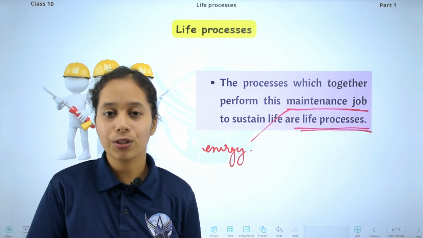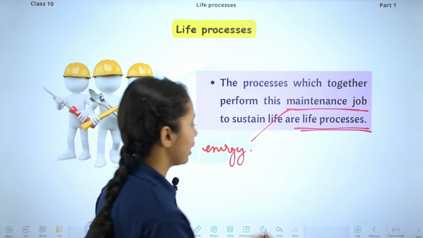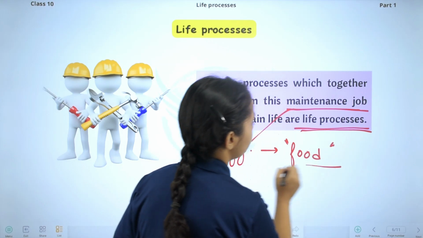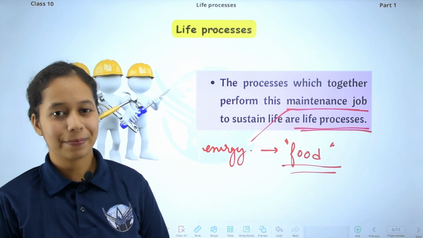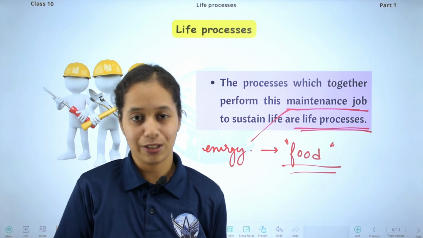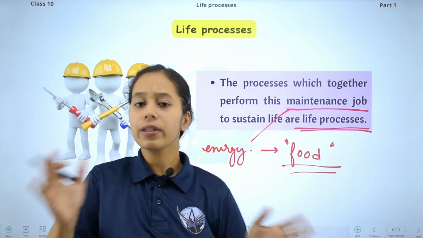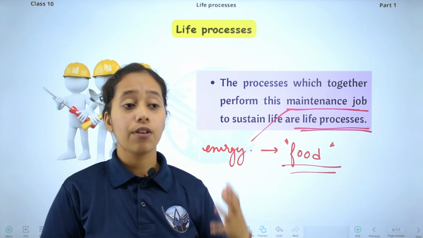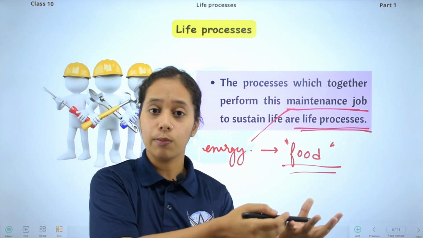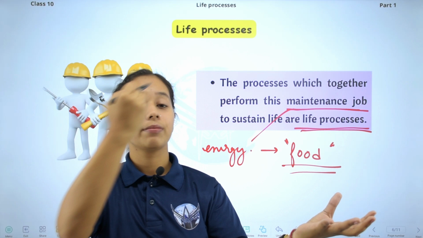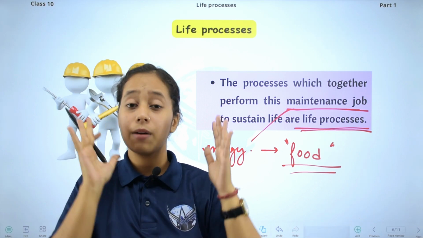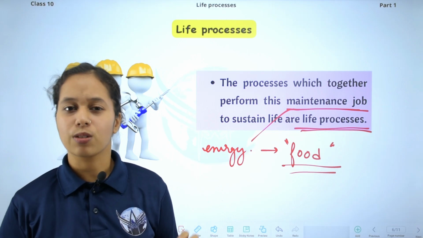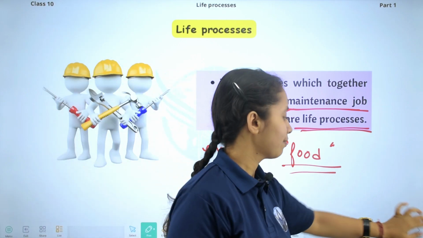And how are we going to gain that energy? We are going to gain that energy in the form of food. So we eat food, we gain energy. So there needs to be a process which helps in the transfer of energy from the food that is outside our body to the energy inside our body. We need a proper process. So let us learn about that particular process. What is that process?